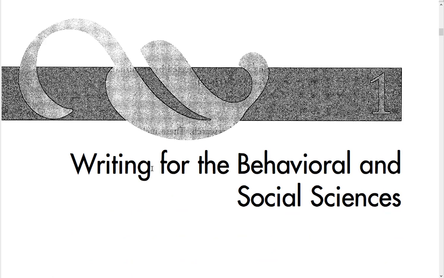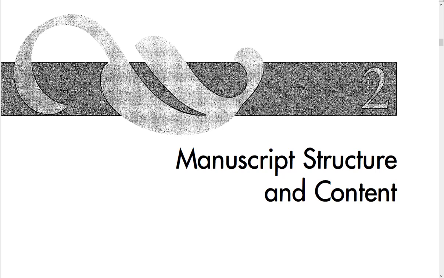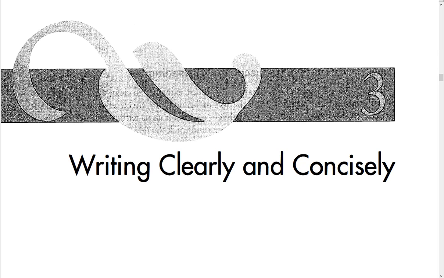Then we can get into the next chapter, chapter 1, which is all about writing for the behavioral and social sciences. Chapter 2 is all about manuscript structure and content. This is a very important chapter, and we'll look at that one. Chapter 3 is all about writing clearly and concisely. This is where it talks a lot about how to write about research. So it really is an important chapter to think about how we actually write about this stuff and how it's distinctly different than other types of writing.